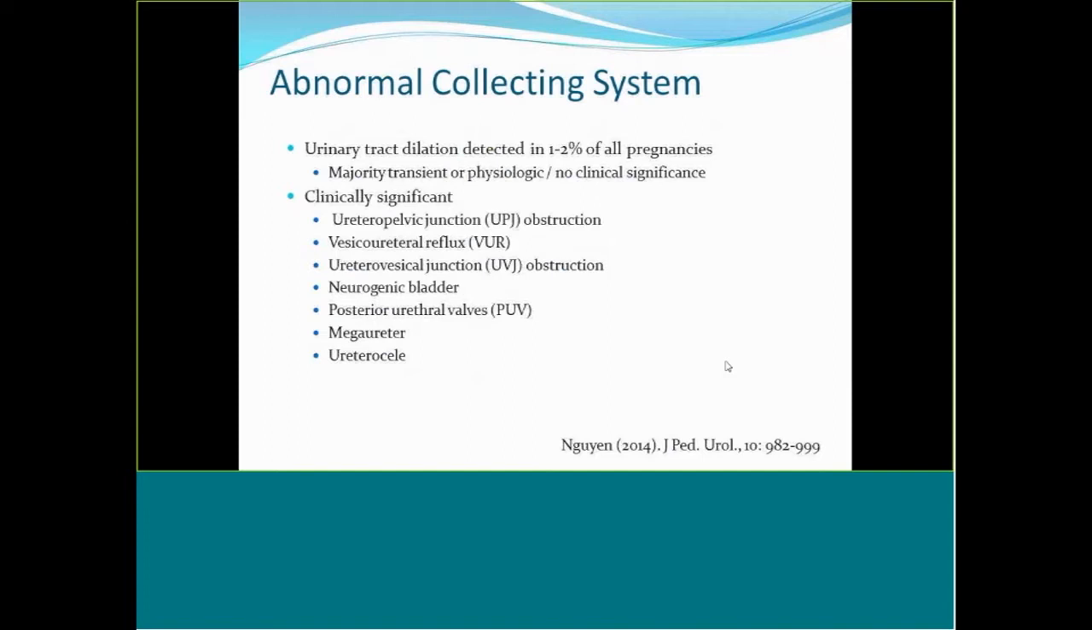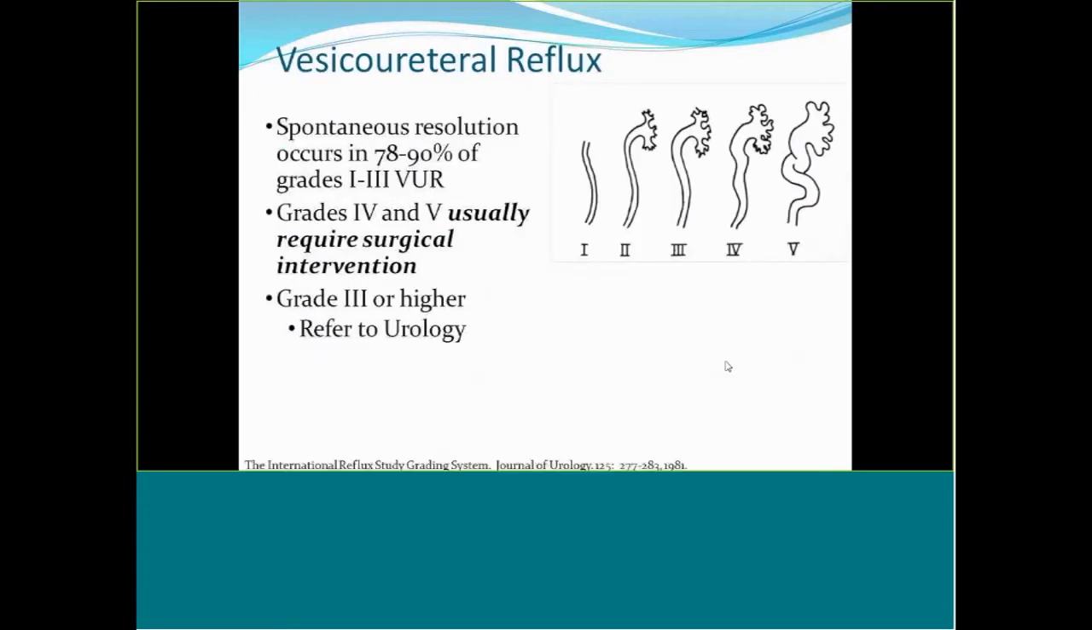Clearly, if you've got some type of true obstruction, that has clinical significance, whether it's at the ureteropelvic junction or the ureterovesical junction. Reflux has clinical significance if it's severe enough, and we'll touch on that in just a second. Neurogenic bladders, posterior urethral valves, a big issue, and megaureter and ureteroceles can be of clinical significance as well. So we'll start with vesicoureteral reflux.